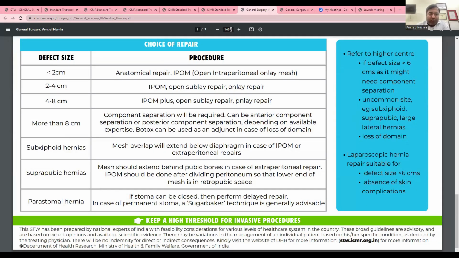So more than 2, 4, to 8 centimeters, and various procedures are prescribed. We have not tried to go into the details of the surgery because, obviously, if there's a surgical center, they would be doing these procedures. There are some specific sites like subxiphoid, suprapubic, and parastomal, and we have advised one standard procedure which can be followed. So this is about ventral hernia.